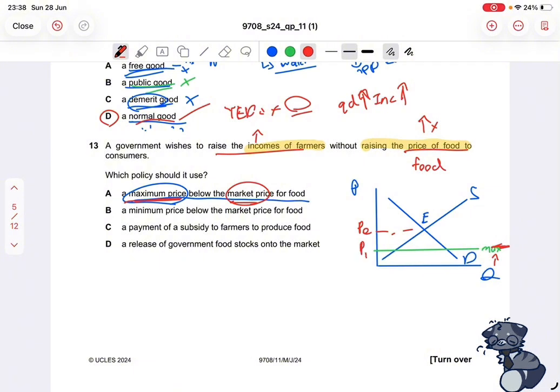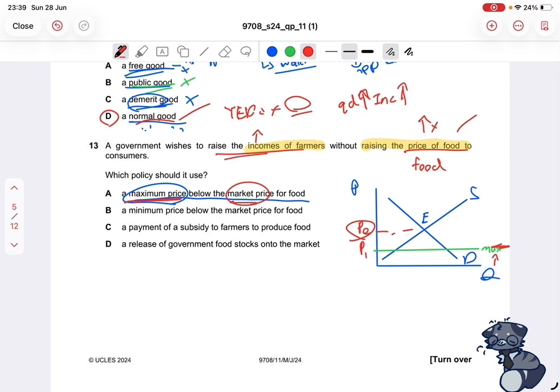So does it raise the price of food? Well, since the equilibrium price is, we assume, the current price otherwise, has the price of food risen? Has it gone above this point? No. So yes, this one checks out. However, does it raise the incomes of farmers?